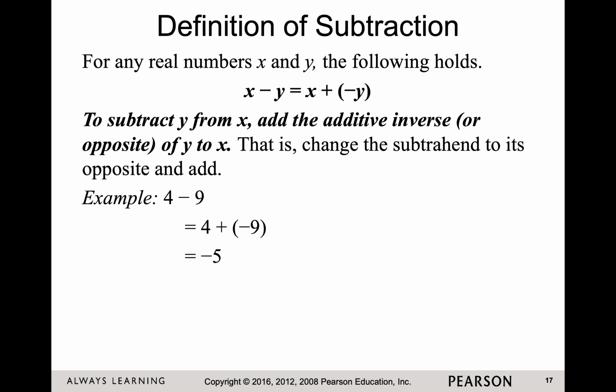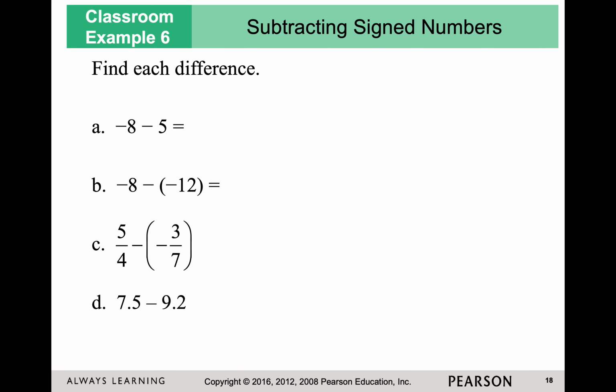If I have 4 minus 9, 4 minus 9 can be seen as 4 plus negative 9, which we've already learned the rule for. Negative 9 has the larger absolute value, so my answer is negative, and I'm going to do either 4 minus 9 or 9 minus 4. Whatever you're thinking gets you to the right place, but you just have to remember the sign is going to be negative.